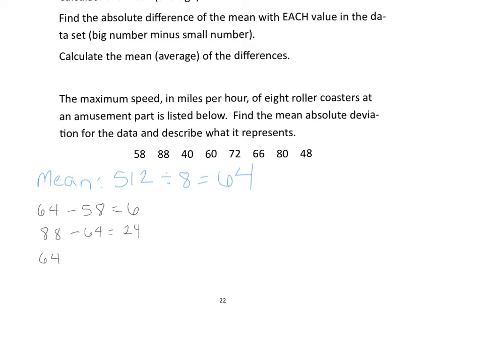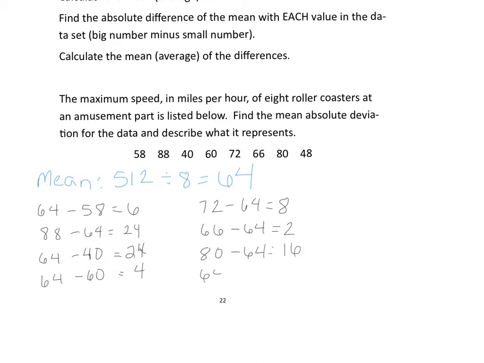Then we do 64 minus 40, which is also 24, but in the other direction. And we have 64 minus 60, which is 4. Now we move on to 72, so we do 72 minus 64, and that's 8. 66 minus 64, which equals 2. 80 minus 64, which is 16. And 64 minus 48, which is also 16, but in the other direction.